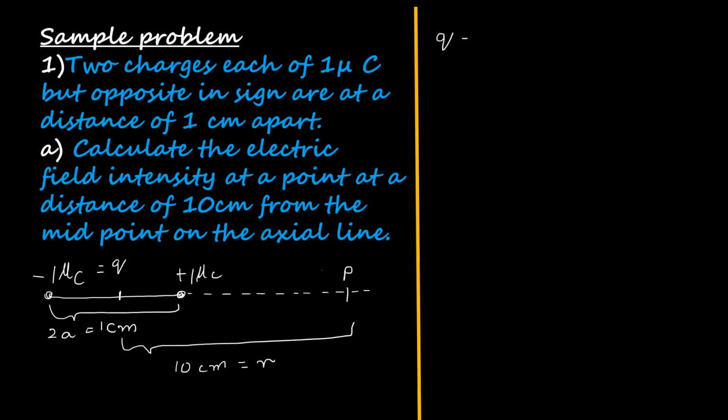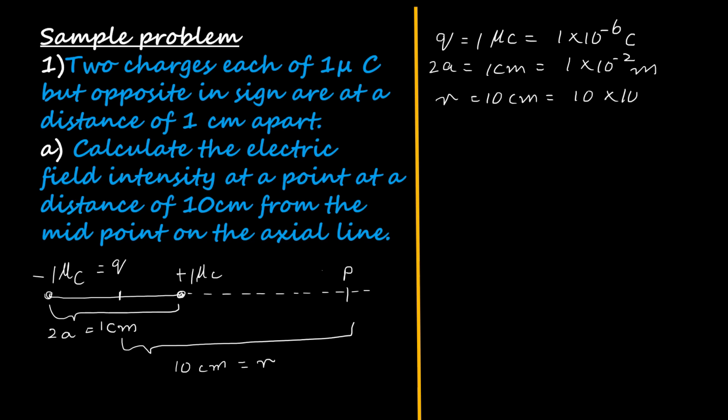Now the data given: q is equal to 1 microcoulomb, equal to 1 into 10 raised to minus 6 coulomb. 2a is equal to 1 centimeter, equal to 1 into 10 raised to minus 2 meter. r is equal to 10 centimeter, that is equal to 10 into 10 raised to minus 2, equal to 10 raised to minus 1 meter.